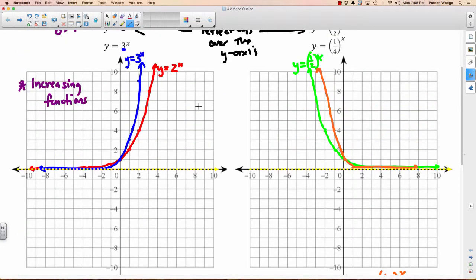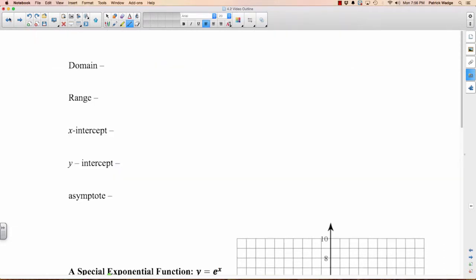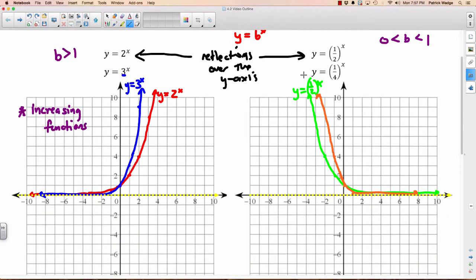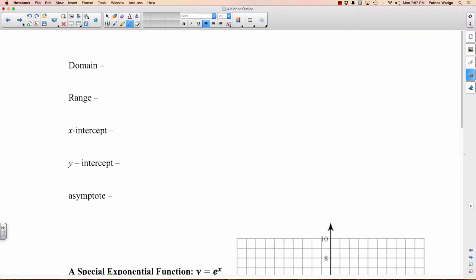Okay, so there's some definite similarities with all these graphs here. So what we're going to do now is summarize the similarities. First thing we're going to look at is the domain. So the domain of all of these curves, if you notice, they all go forever to the left, right? Even those ones are going forever to the left, and they all go forever to the right. So the domain of all of these is exactly the same. The domain is x is an element of the set of real numbers, or if you want, from -infinity to infinity. Okay, let's look at the range.